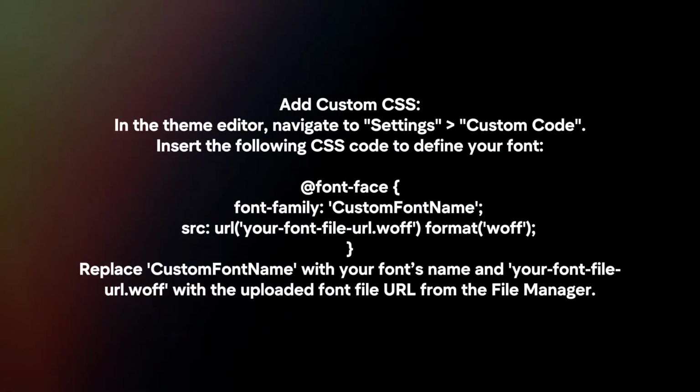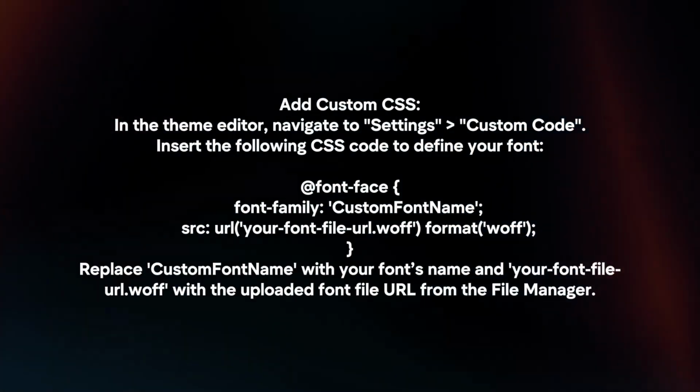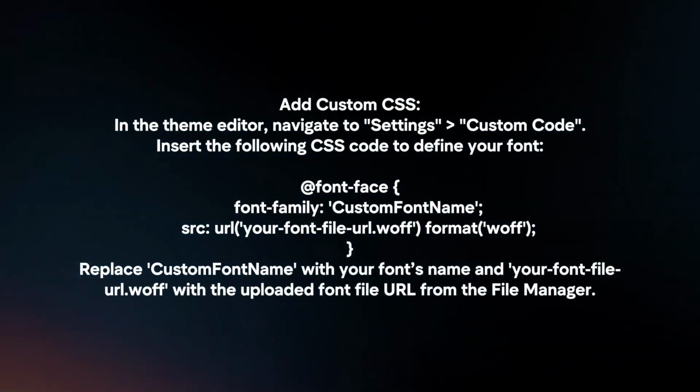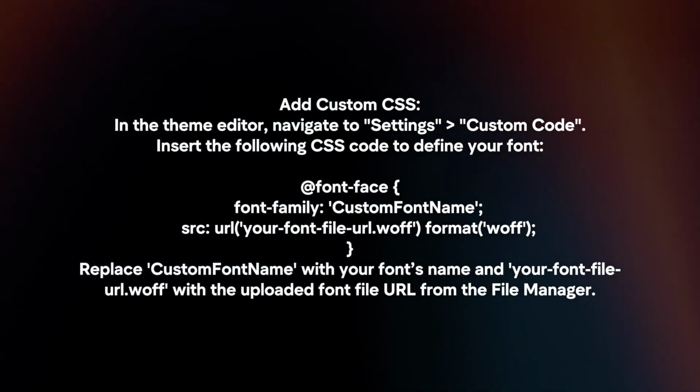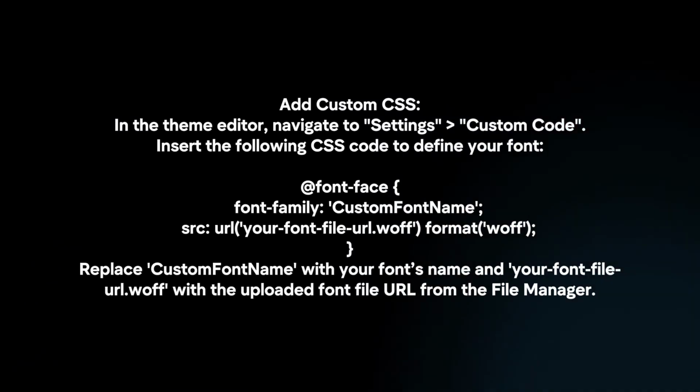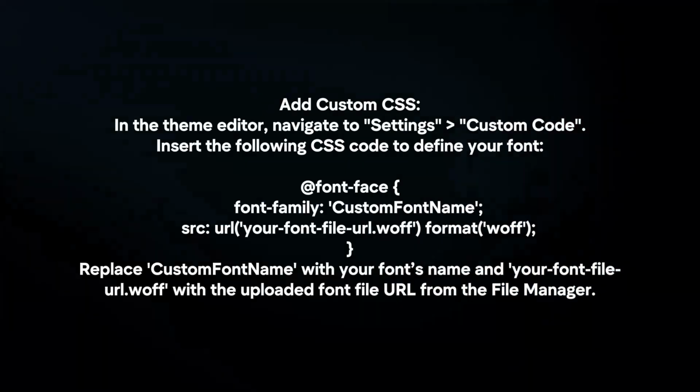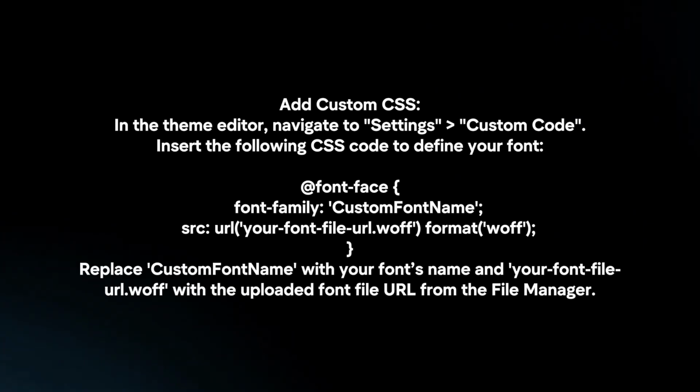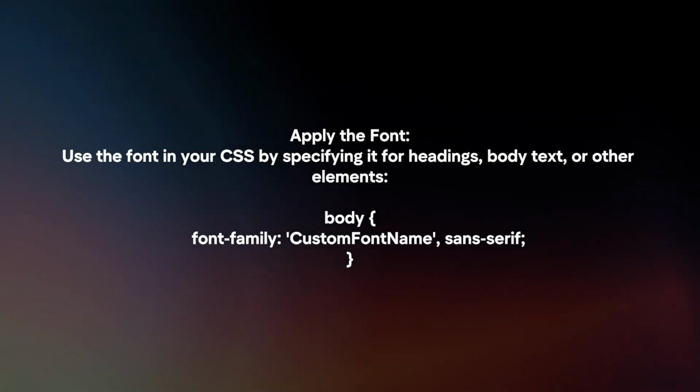Add custom CSS. In the theme editor, navigate to Settings, Custom Code. Insert the following CSS code to define your font. Replace "custom font name" with your font's name and "your font file URL.woff" with the uploaded font file URL from the File Manager.